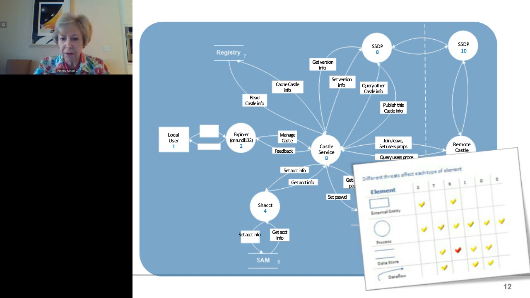Parallel lines are data stores, and arrows indicate data flow. So each element in the data flow diagram is identified that way. And then additionally, this is really important, there's a dashed line that indicates a trust boundary.